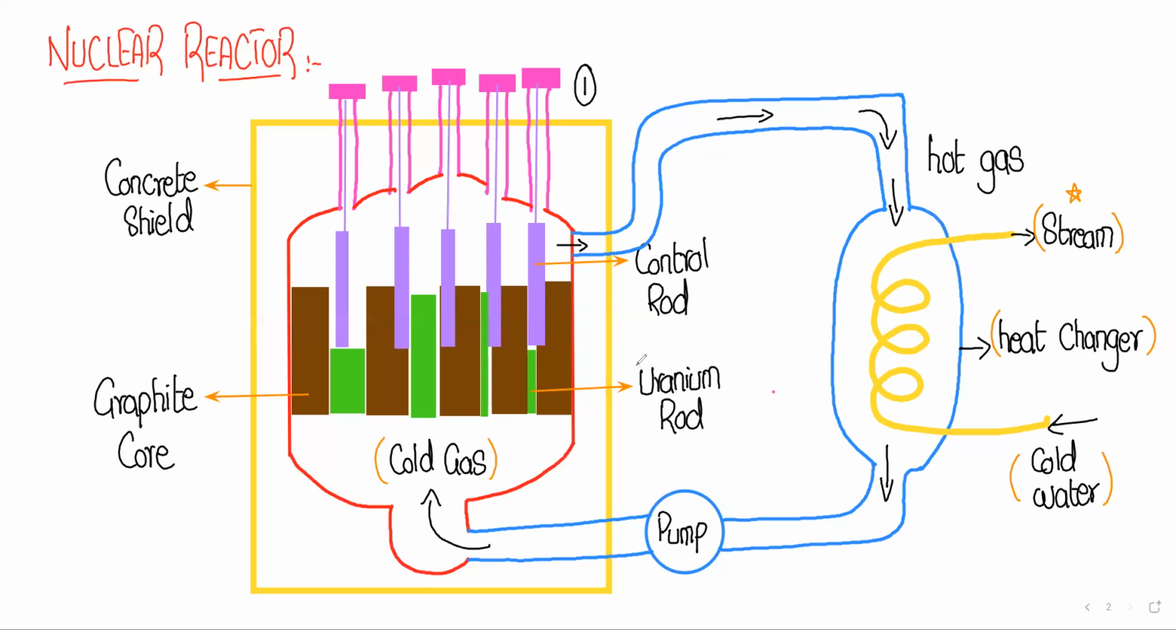And we are having uranium over here. Uranium rods are over here. So it means a chain reaction is going to take place over here. So again, we have a chain reaction over here.